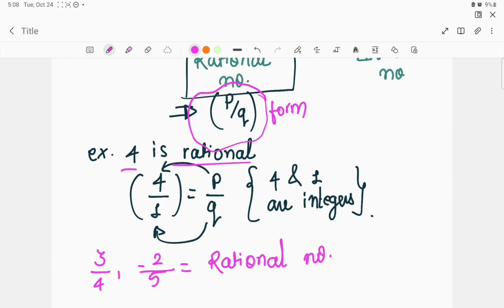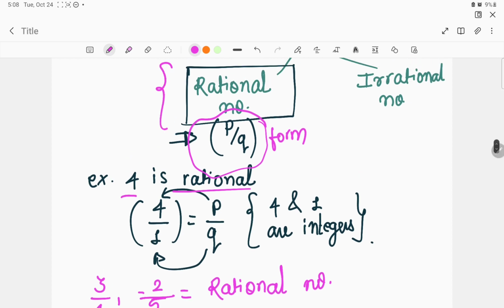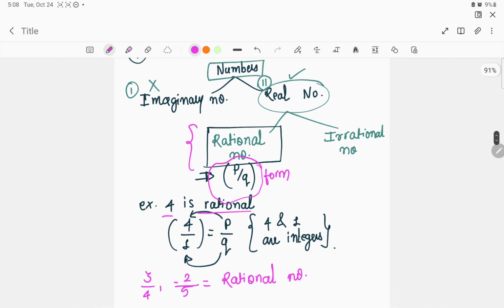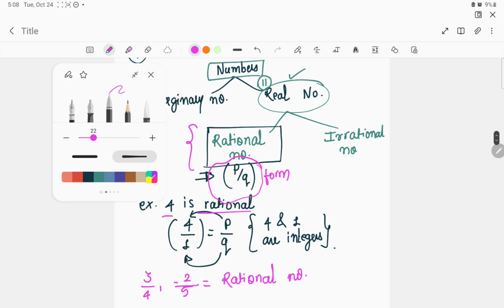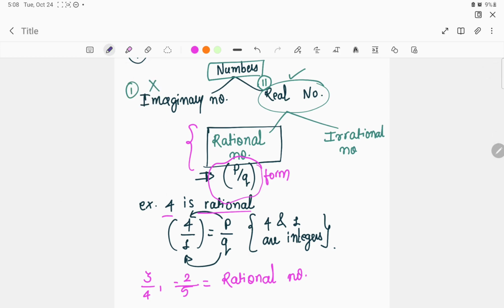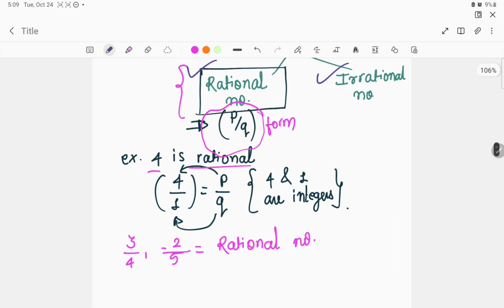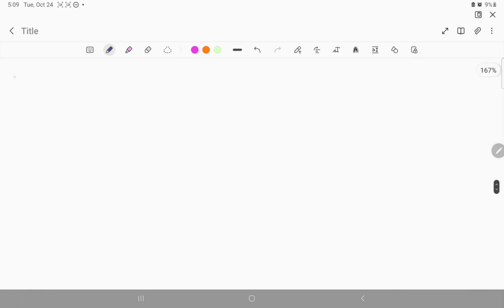Next, some more examples I would like to take again from the rational number. Again I would like to repeat this point. We were talking about what? Numbers. Numbers are classified into two types, imaginary and real number. In real number, there are two categories, rational and irrational. Whenever we are talking about the rational number, it means a number that can be expressed in the form of P by Q. I have given you a few examples like 4 is a rational number, 3 by 4, minus 2 by 5. Some more examples I would like to give from rational number again.